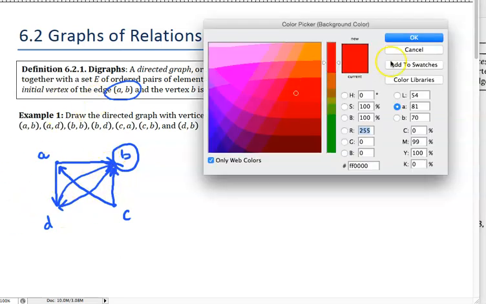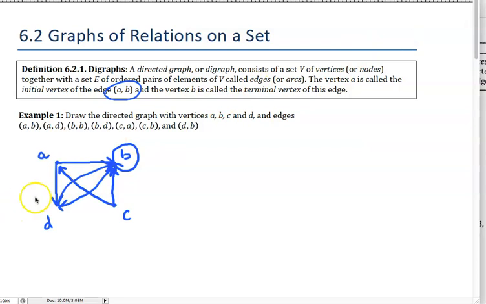Let me make the arrows a little more noticeable. So this is the arrows going this way. All right, cool. So this is a digraph. This represents the relation between the input set ABCD and the output set ABCD. Digraphs are typically used when it's a relation on a set, going from the set to itself. All right, so let's look at the next example.